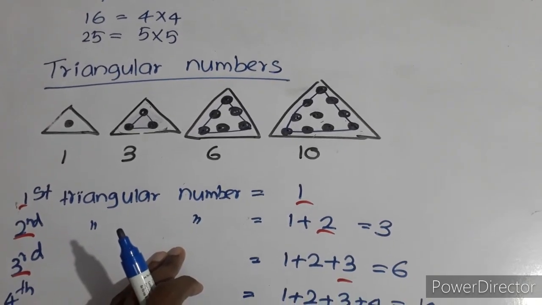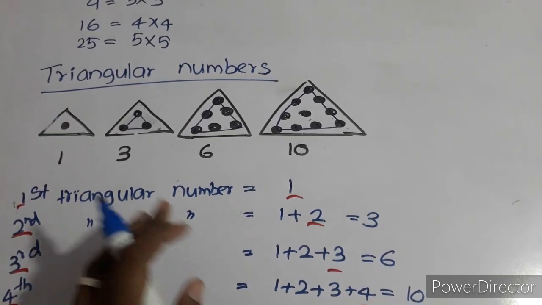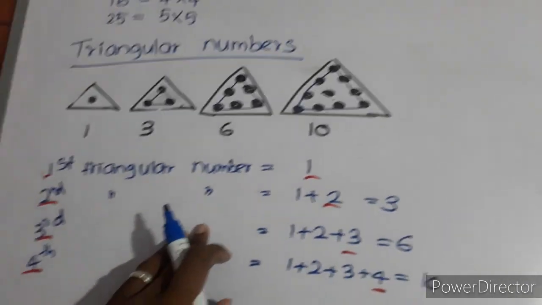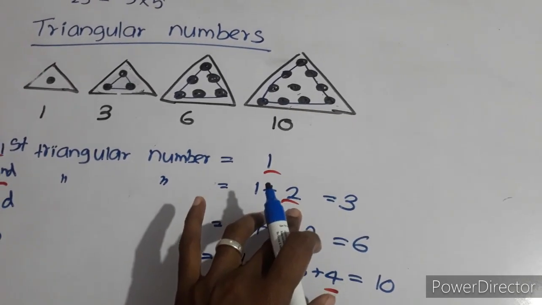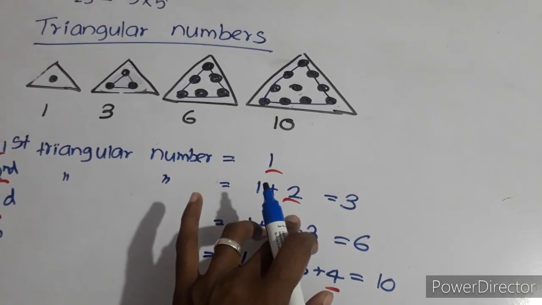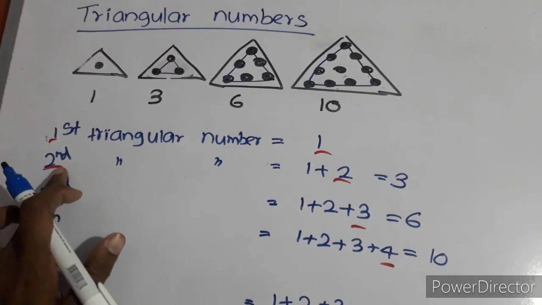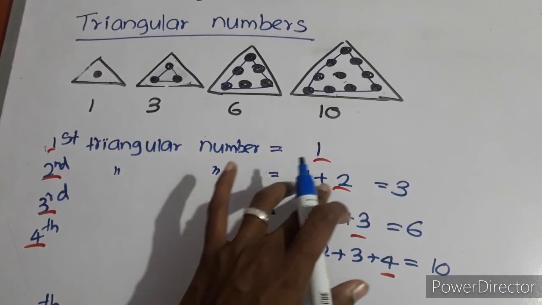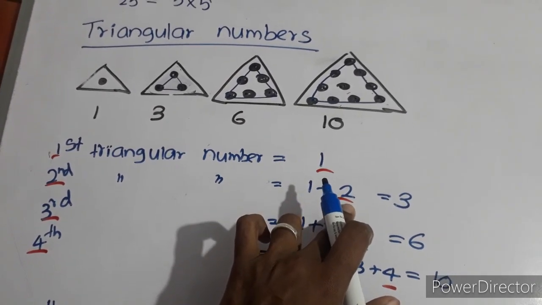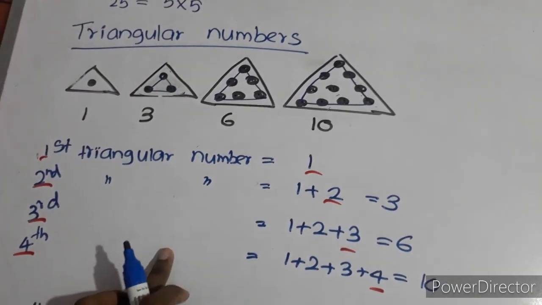The second triangular number. To get the second triangular number, we have to add 1 plus 2. 1 plus 2 becomes 3. For the second one, we have to add 1, 2, up to 2. Then we get 3, the second triangular number.